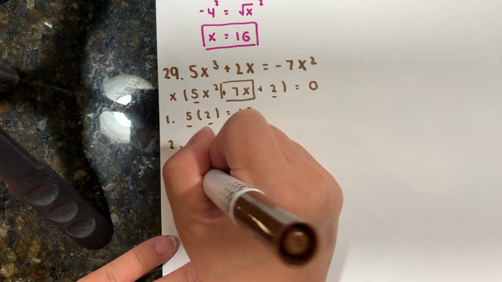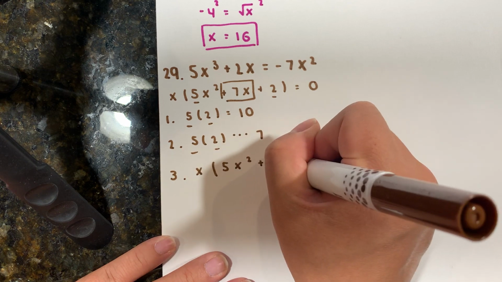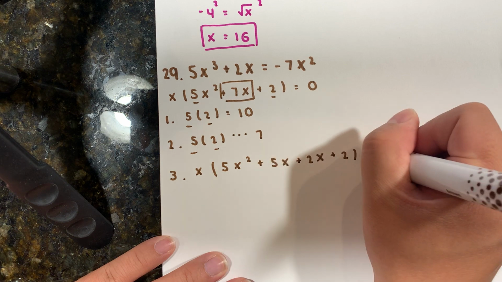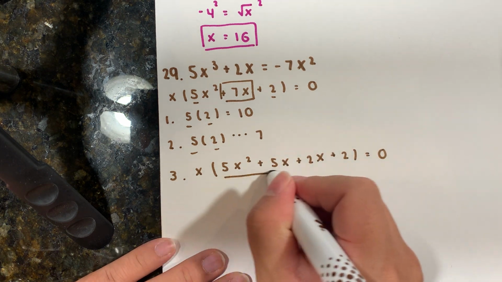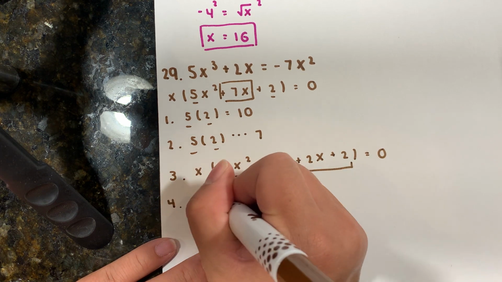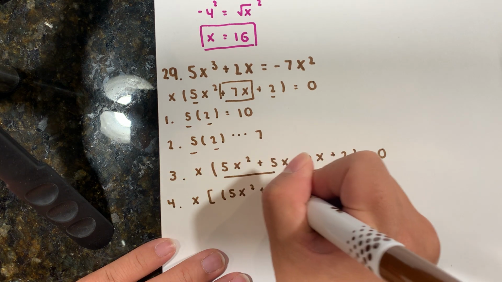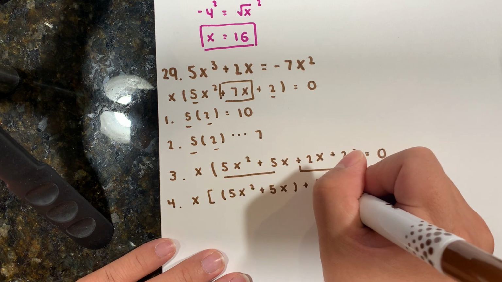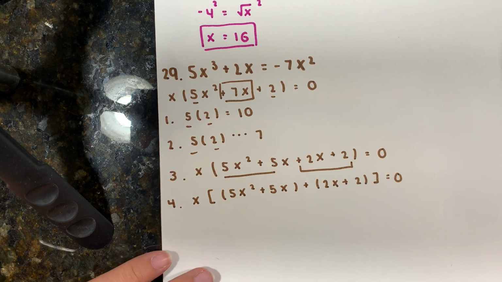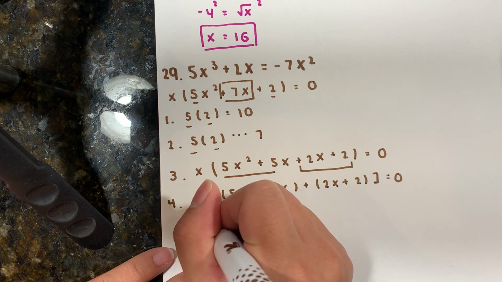So step number 3 will be x times 5x squared plus 5x plus 2x plus 2 equals 0. This will be my first parenthesis. This will be my second. So that would be 5x squared plus 5x plus 2x plus 2 equals 0. I'm going to factor out a 5 there and an x.